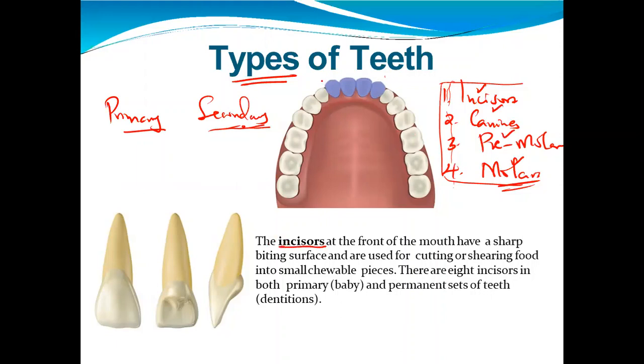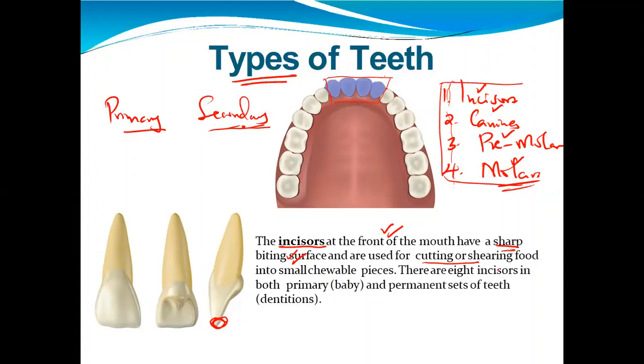And the incisor is the one that you normally find in the anterior-most part of our teeth structure. So it is at the front of the mouth, and they normally have very sharp biting surfaces. So if you look at it from the side, this is a side view. Okay, you can see how sharp that is. And the sharpness is normally for biting. Okay, and they are used for cutting or shearing food into smaller chewable pieces.